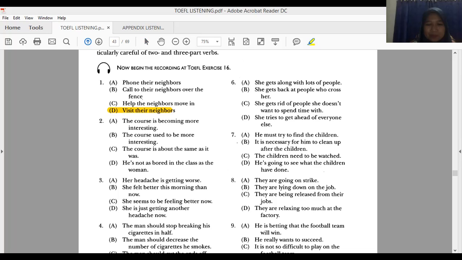I'm really enjoying this class now. I am too. At first it was kind of boring, but now it's turning into something fascinating. What does the man mean? Okay, Miss Arifa, the answer for number 2?